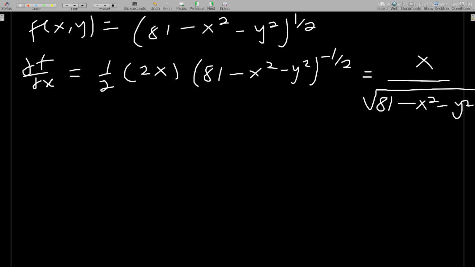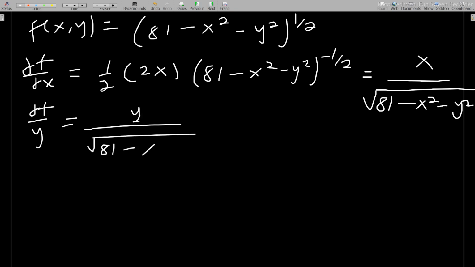And del f del y will also give us something similar, which will be y over the square root of 81 minus x squared minus y squared. With these two you can check. I hope by now you know how to do all derivatives.